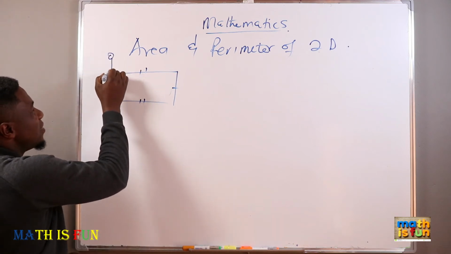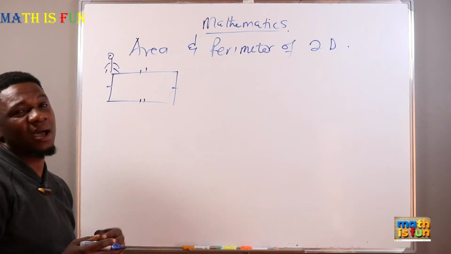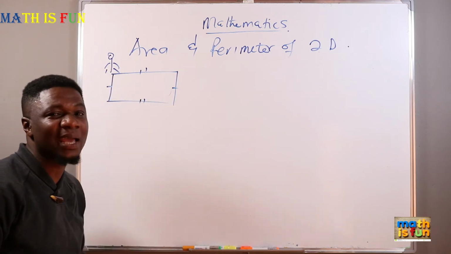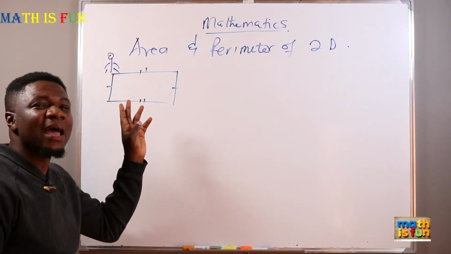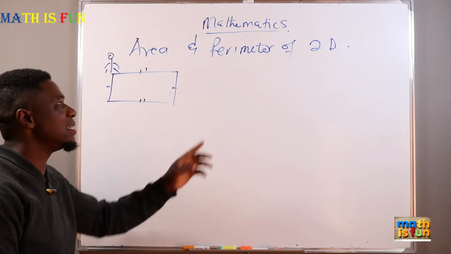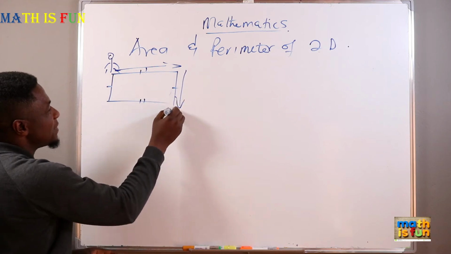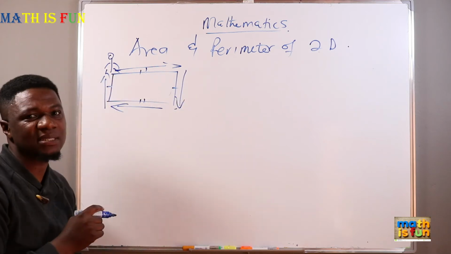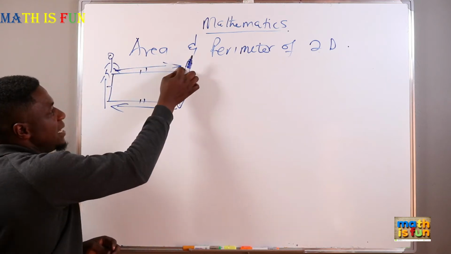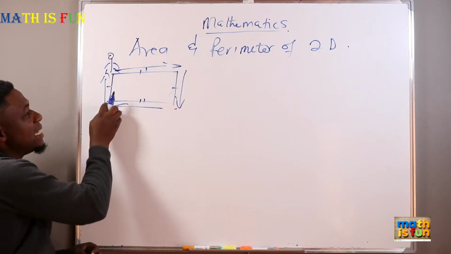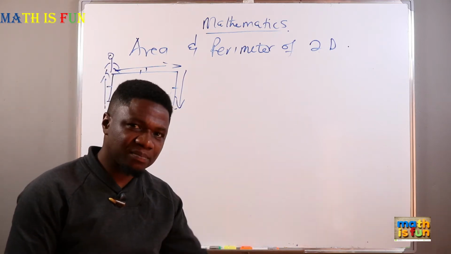Putting someone here to walk around this particular shape, this to be a soccer field or a netball court, a volleyball court, whatever. The distance that the person is going to cover is called what? The perimeter. That is the distance around this particular shape that is given to us. So moving from here to here, if it is 8 centimeters, 8 plus this 2 centimeters plus that 8 plus that 2 will give us what? The perimeter. That is the distance around the shape.